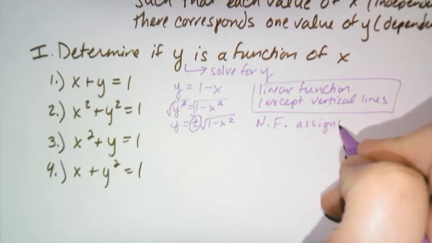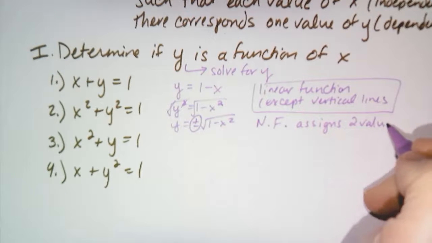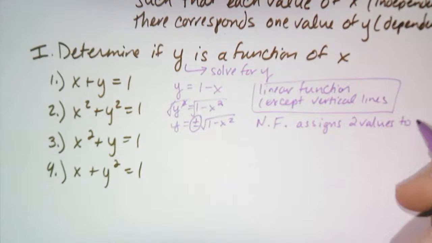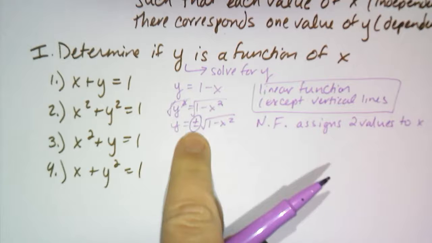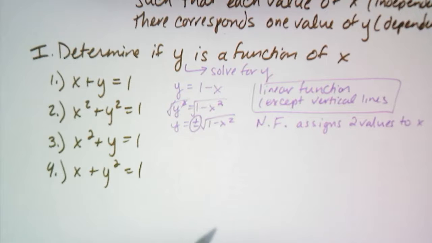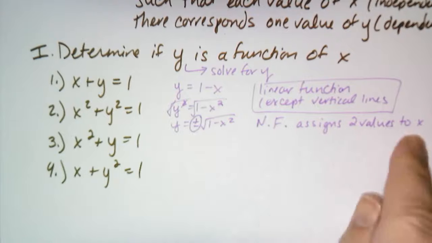It assigns two values. Isn't it because the y is plus and minus, not because the x is plus and minus? Yeah, the y is plus and minus. But you're plugging in a 0 and you're getting out a positive 1. And if you plug in a 0, you're getting out a negative 1. Well, which one is it? You're getting two values of y assigned to that x value. Yeah. Right.